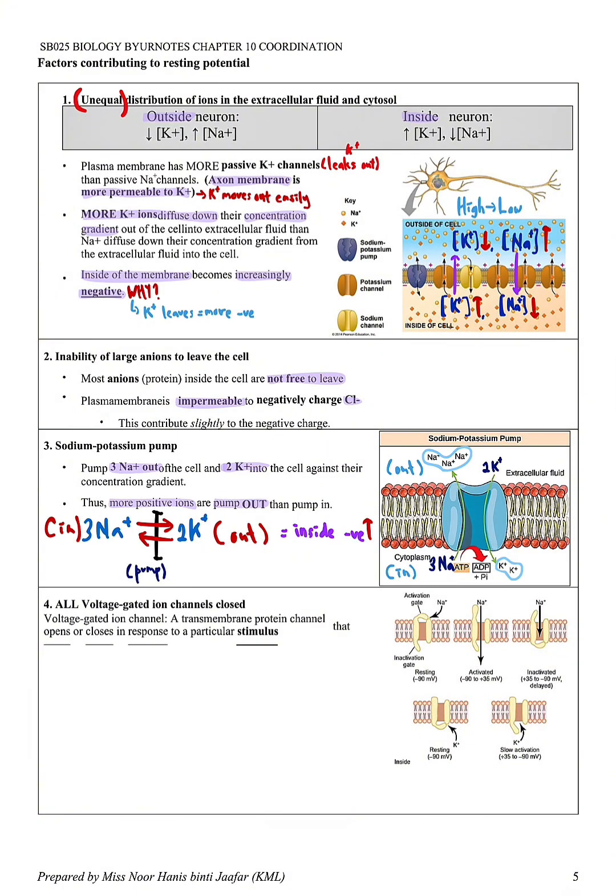The next factor is the sodium-potassium pump. As I highlighted here, 3 Na+ will be pumped out of the cell and 2 K+ will be pumped into the cell against the concentration gradient. So since more positive ions are pumped out than pumped in, the inside of the cell will become more negative.